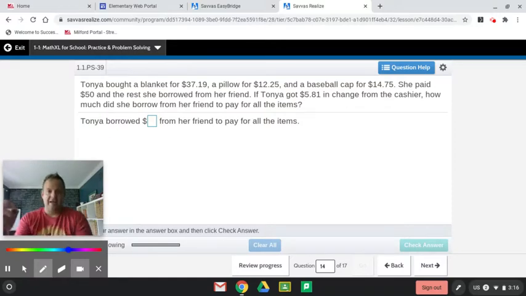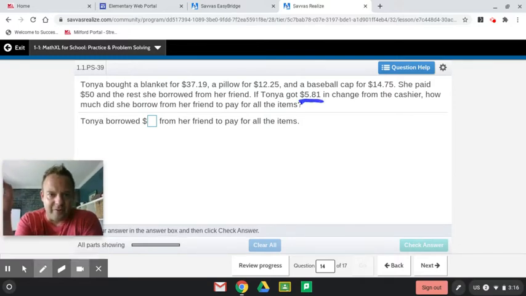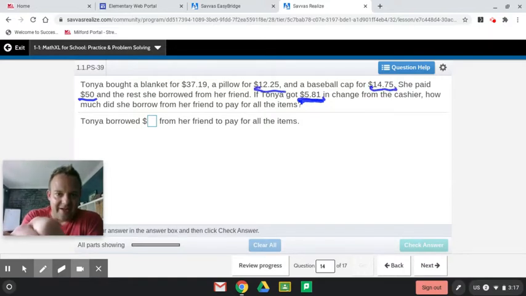Okay, so Tanya's borrowing money to pay for this, guys. And Tanya got $5.81 in change, but we don't know how much she borrowed. She paid $50, and the rest she borrowed from her friend. So how much did she borrow from her friend? Well, we're going to take the change and add the items in as well. So we're going to add up those 4 numbers, and then we're going to subtract 50.